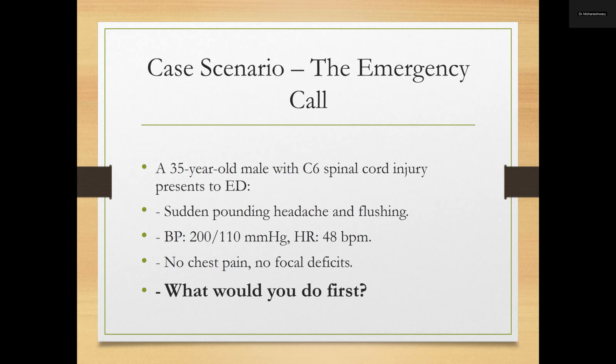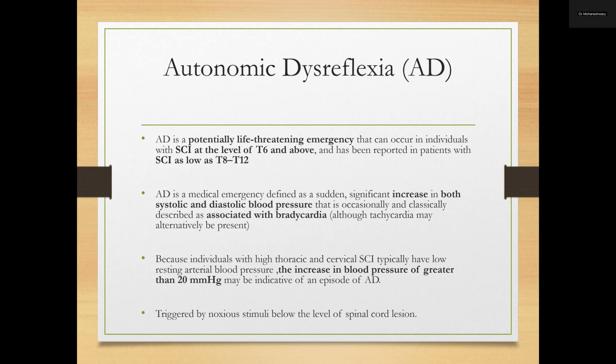Basically, this could be mistaken for anxiety or even a hypertensive crisis. But in a spinal cord injured patient, it's most likely autonomic dysreflexia. So what is autonomic dysreflexia? It's known as AD. It's potentially a life-threatening emergency.